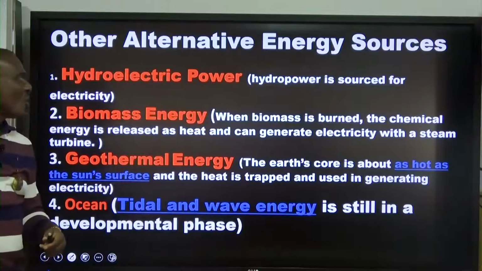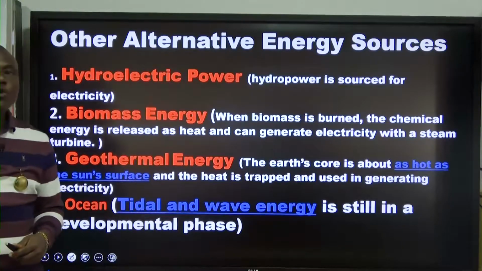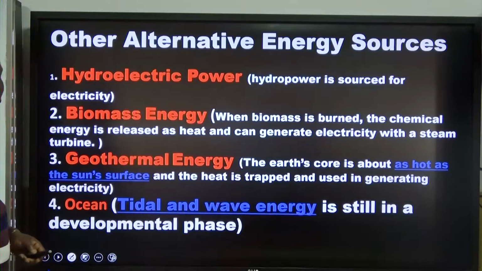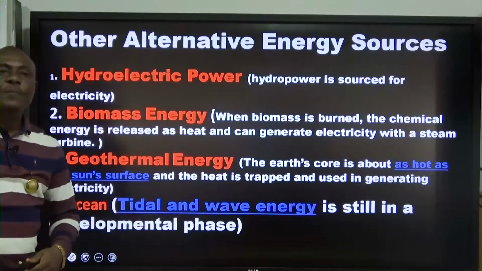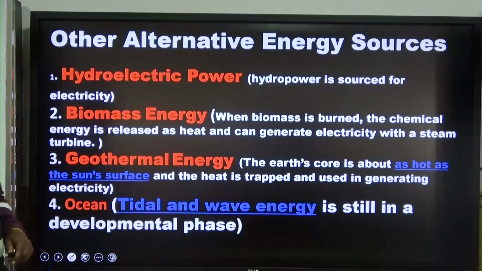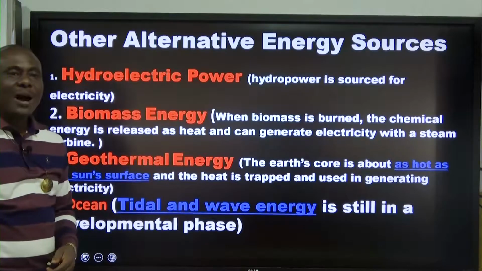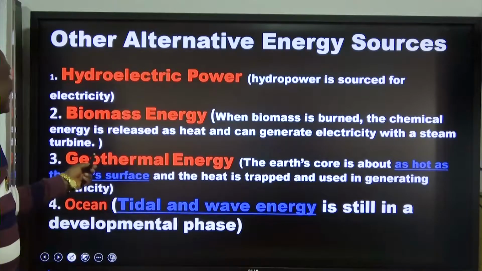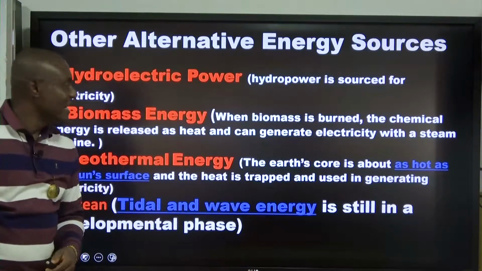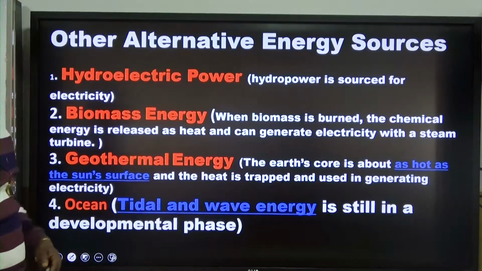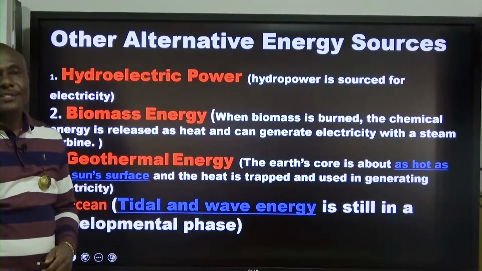We have other alternative sources of renewable energy. We have hydroelectricity power, which is generated from hydropower. It's sourced from water. That's the major source of electricity. We also have the biomass. When biomass is burned, the chemical energy or the heat that is released can generate electricity and is used as steam in turbines.